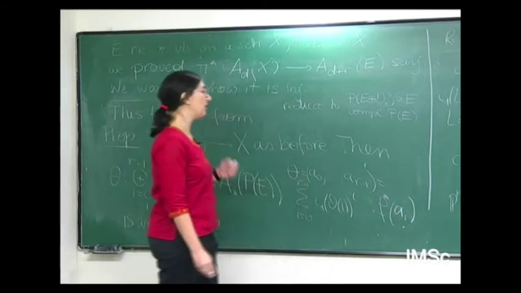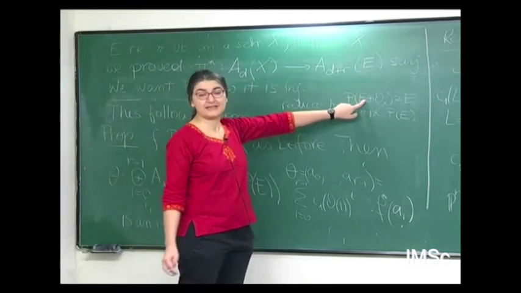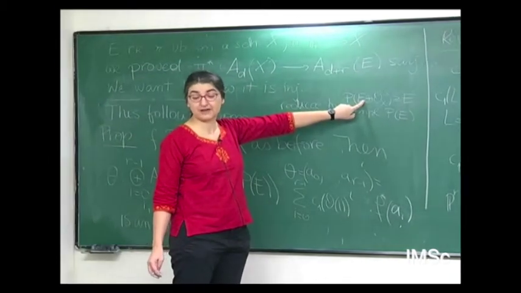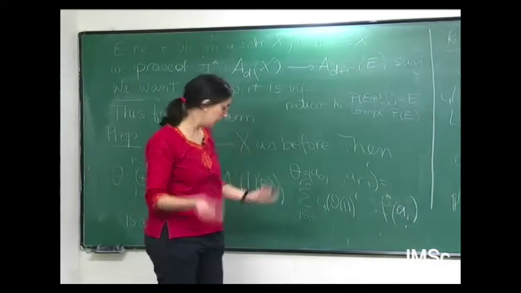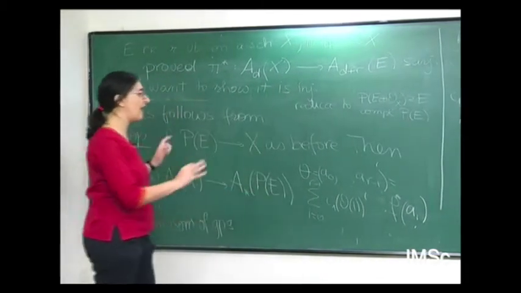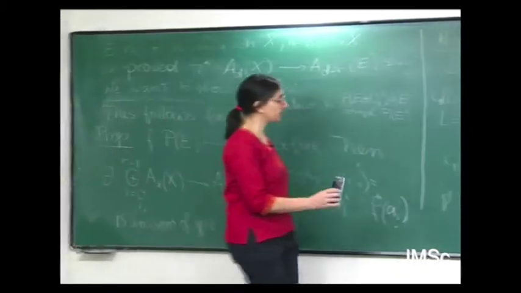And then once you have the injectivity here, then you go back here and you show that it's injective again, because if it weren't, you would get a relationship. So this is kind of where the argument goes and how you complete this proof. Yes?